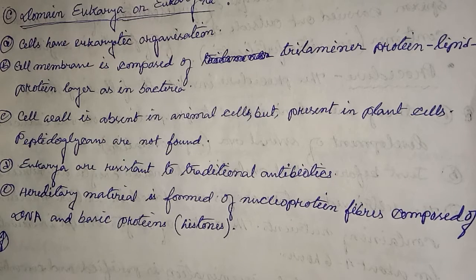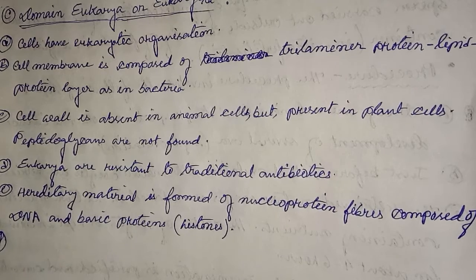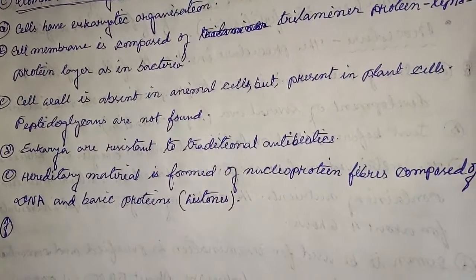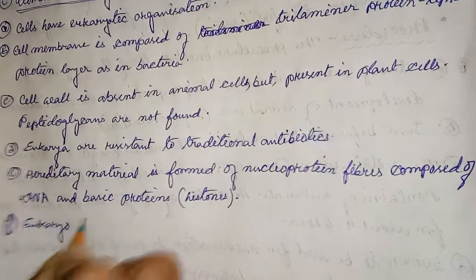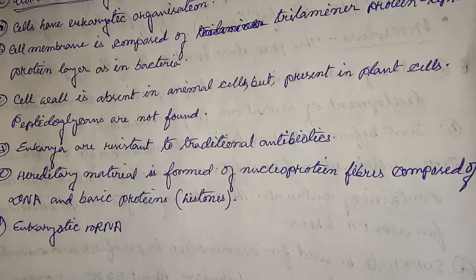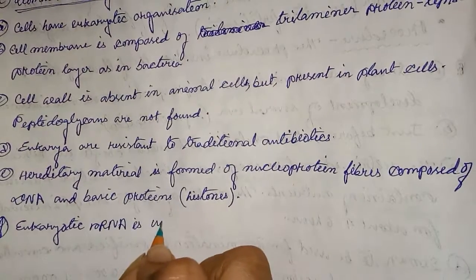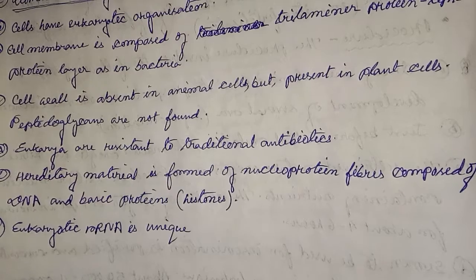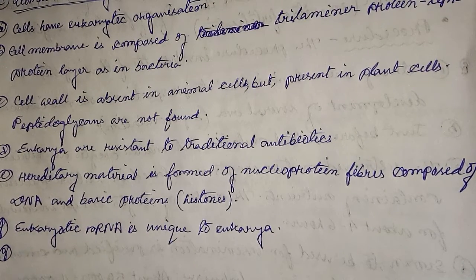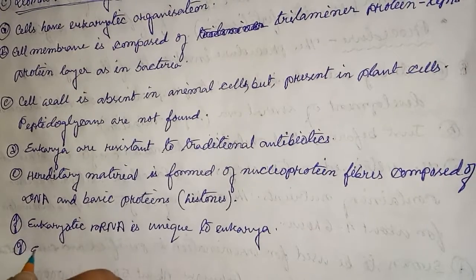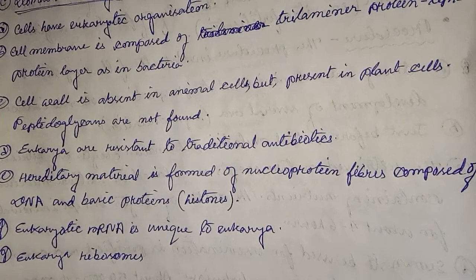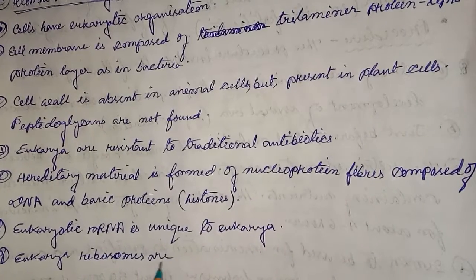Next feature is eukaryotic rRNA is unique to eukarya. Eukarya ribosomes are 80S type.